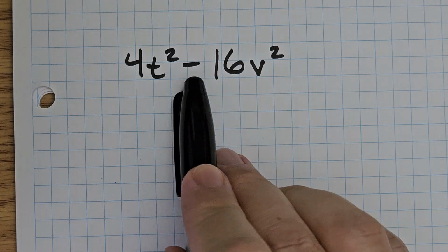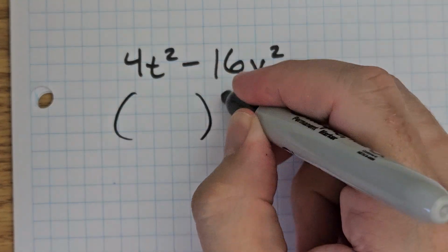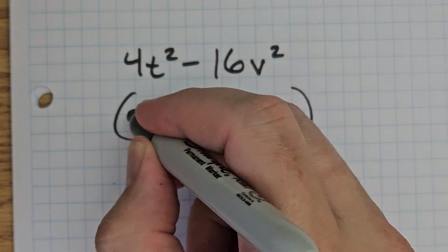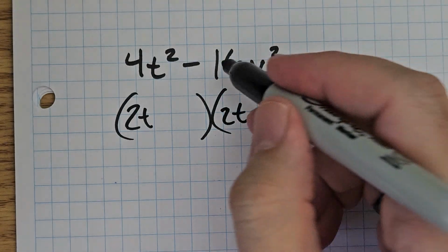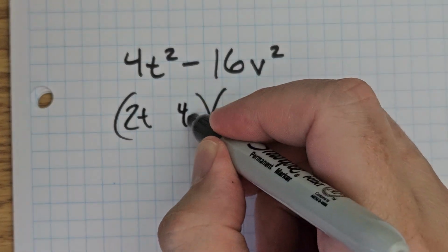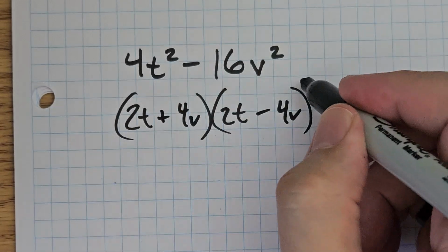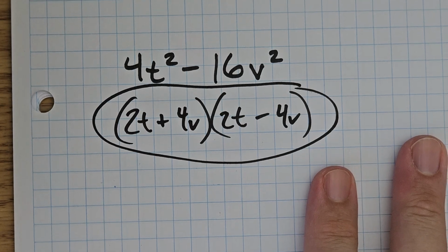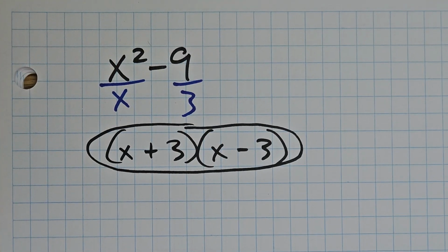This is, again, a difference of two squares, and so it is going to factor into conjugates. What's the square root of 4t squared? 2t. What's the square root of 16v squared? 4v. And one is plus and one is minus, and that's all there is to it. So we have learned how to factor a difference of two squares into its conjugates.